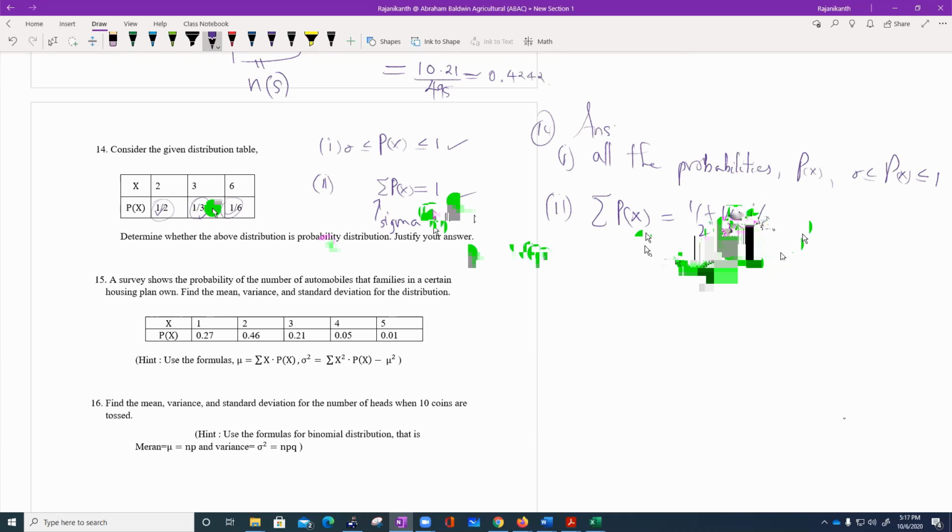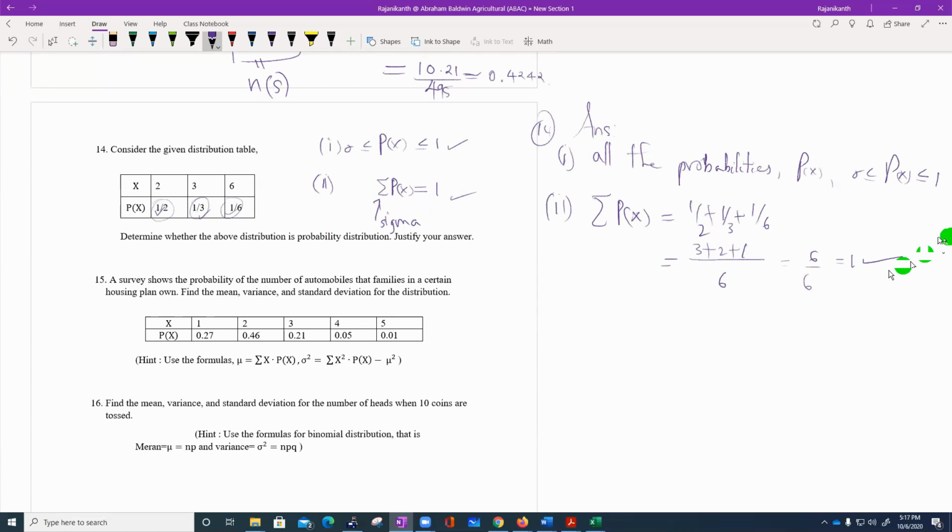Will you get 1? If you want, you could use the LCM. So the common denominator is 6, right? If you make 6 as a common denominator, this will be 3 plus 2 plus 1. So that is 6 over 6, which is 1. Yes, exactly, I'm getting 1. So both conditions are satisfied. Therefore, the given distribution is, yes, a probability distribution.